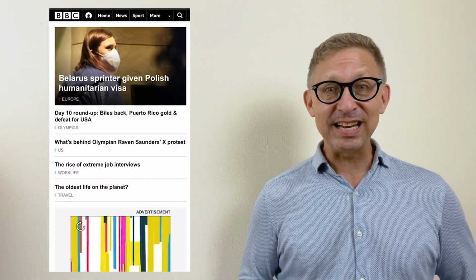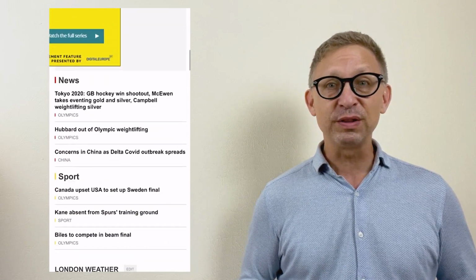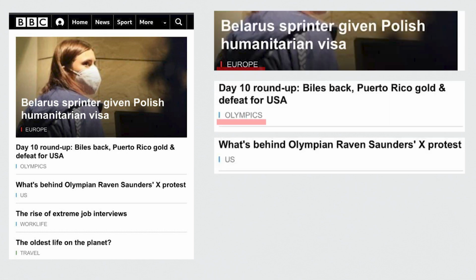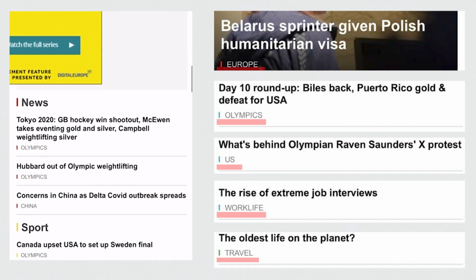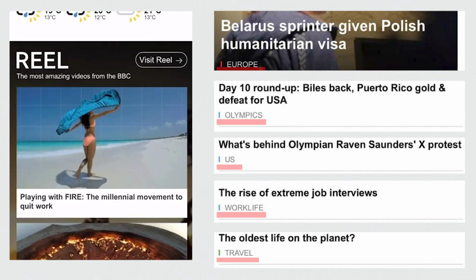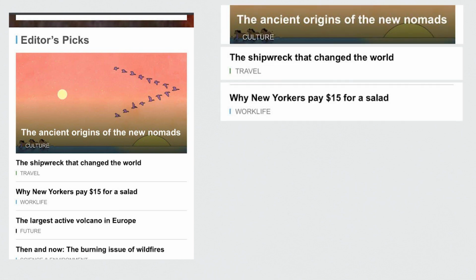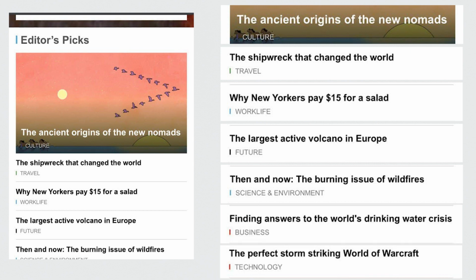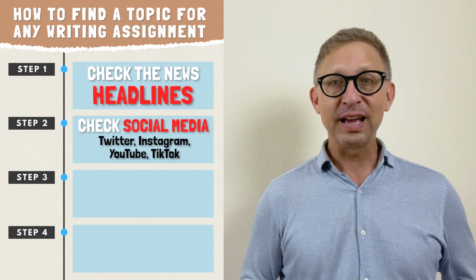If we take a look at today's BBC headlines, for example, we see that it conveniently categorizes each of the news stories. So under each of the news story titles, we have the subject: Europe, the Olympics, US, work life, travel. And if we scroll down, we see a lot on the Olympics, of course. And then finally, editor's picks, we have a variety of subjects: culture, travel, work life, future, science and environment, business, and technology. Other interesting sources include Twitter, Instagram, YouTube, and even TikTok.